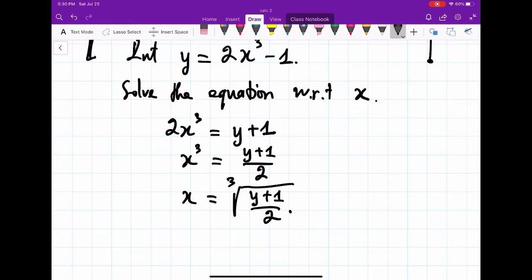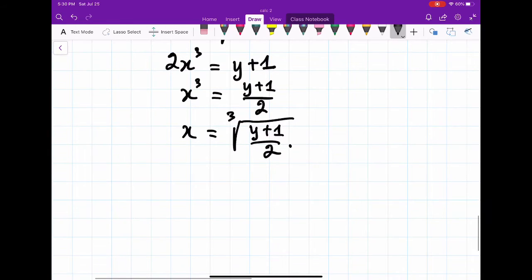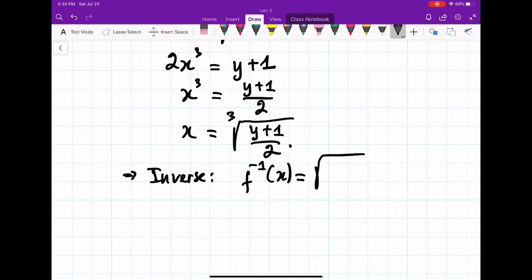We are able to find x as a function of y. So from here, the inverse is f to negative 1 of x equal to the cube root of (x plus 1) over 2. So basically, you need to replace x with y and y with x in here, and you get the inverse function.